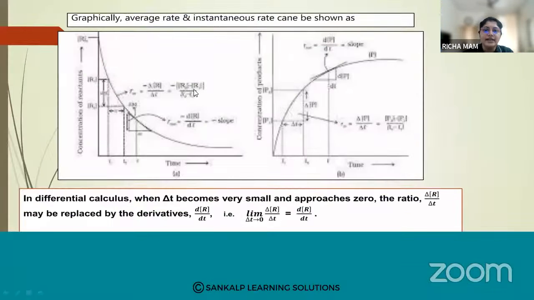Okay, so your instantaneous rate. How can you calculate it? Graphically, your slope. This slope, what does it represent? It represents your instantaneous rate. Okay, it represents your instantaneous rate.